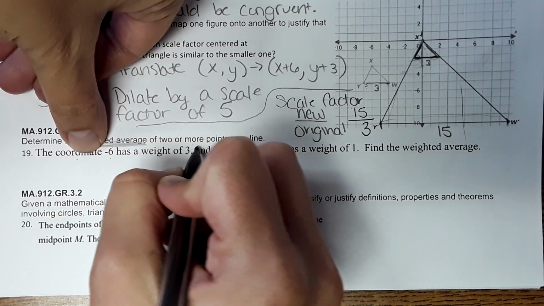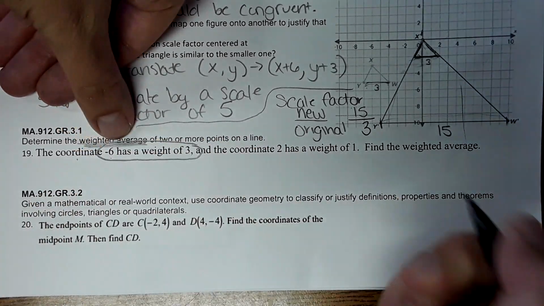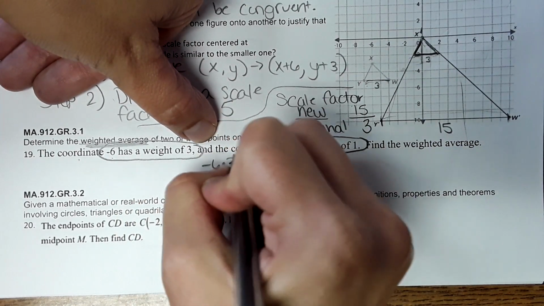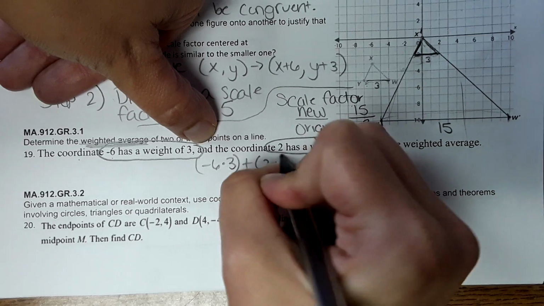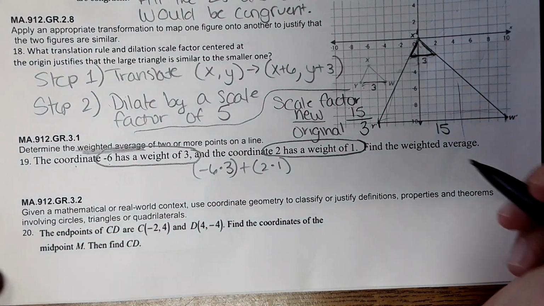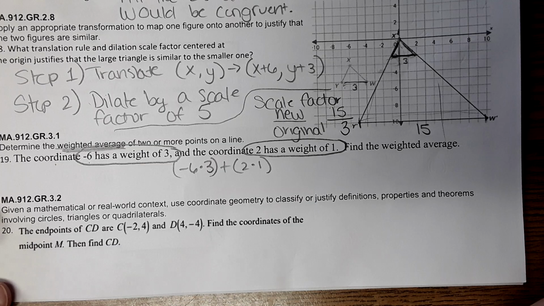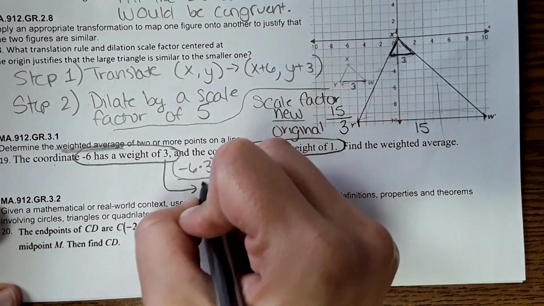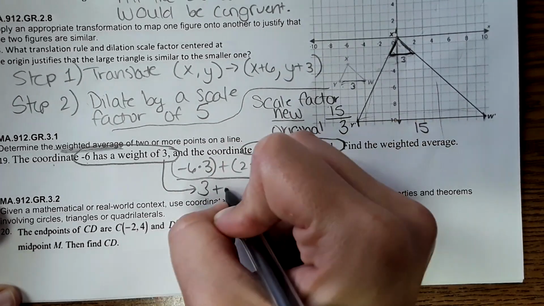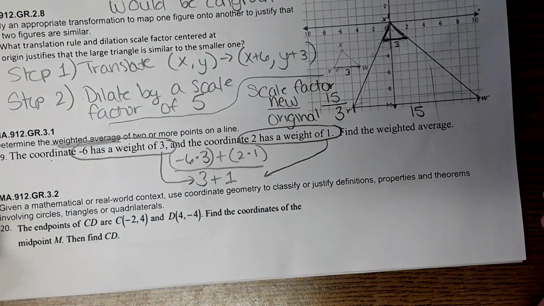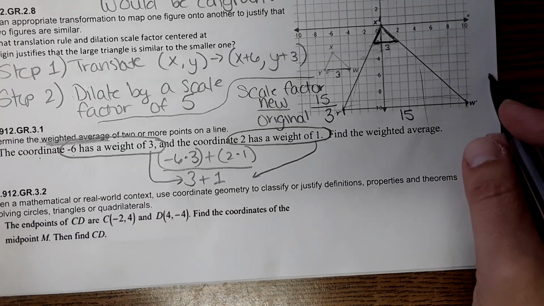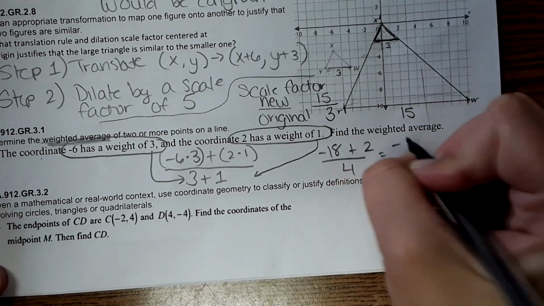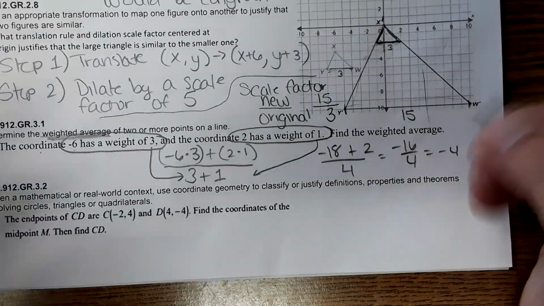So coordinate -6 has a weight of 3, so we're going to multiply those two numbers, and coordinate 2 has a weight of 1. So how we would set this up is -6 times 3 plus 2 times 1. And then we divide it by the weight, so 3 plus this weight of 1. And then from here, -18 plus 2 over 4 is -4.